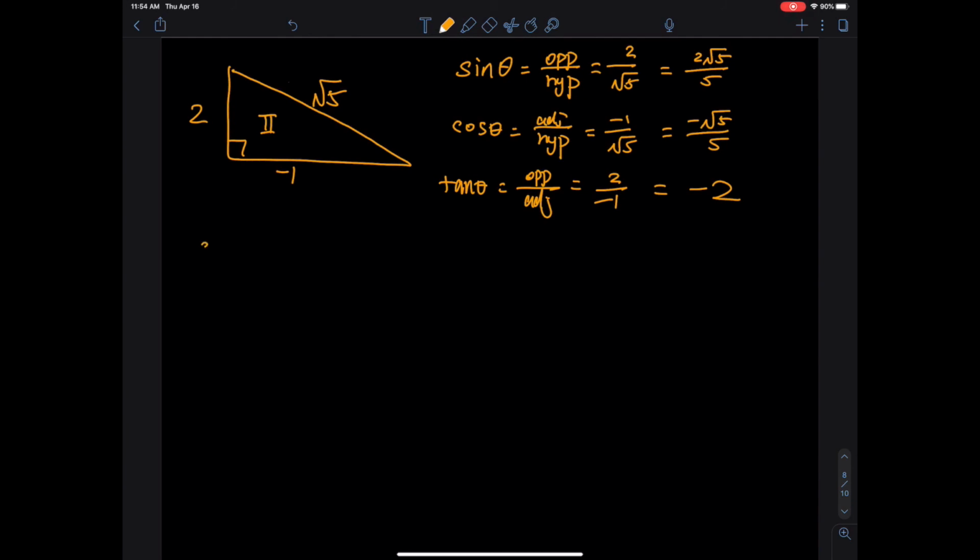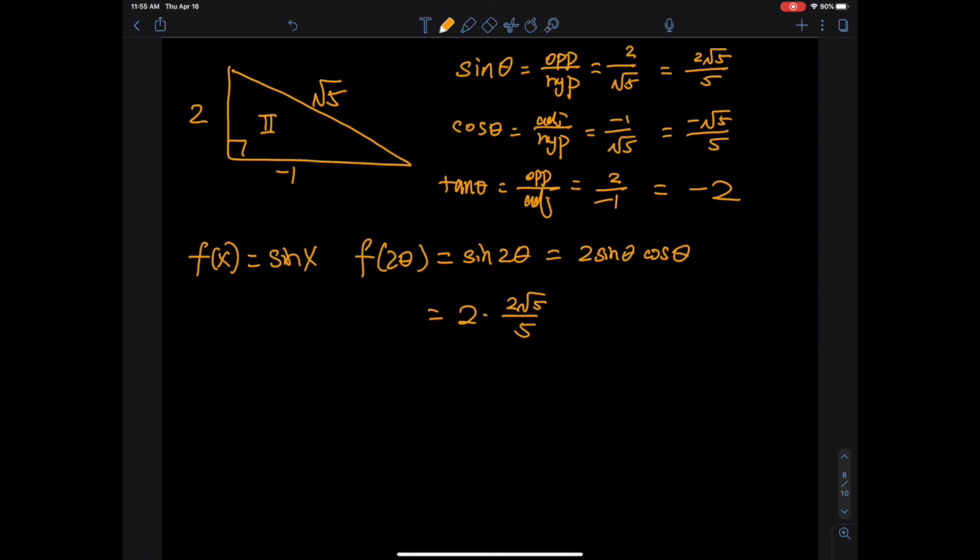So the first one is f of x equals sine of x. And then you have f of 2 theta. So it was sine of x, right? You replace the x with 2 theta. So you go ahead, erase the x, and then you put a 2 theta in there, and then you apply the formula. So that is 2 times sine theta cosine theta. So you have 2 times 2 root 5 divided by 5, and then a negative root 5 divided by 5, so multiply all of this, you have negative 4 over 5. So that is the answer to the first one.